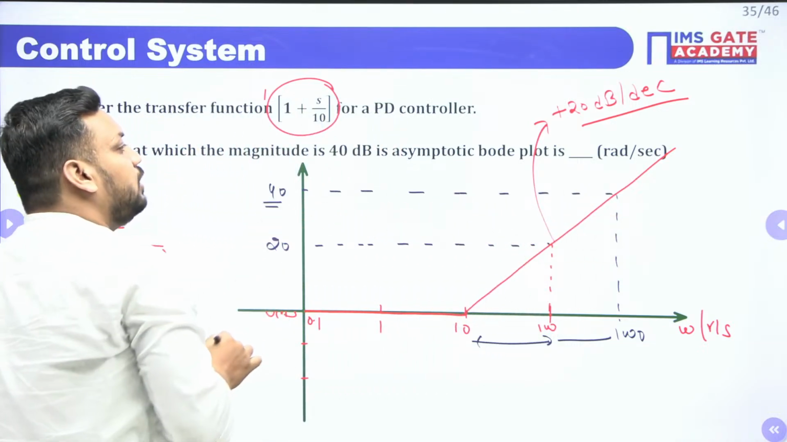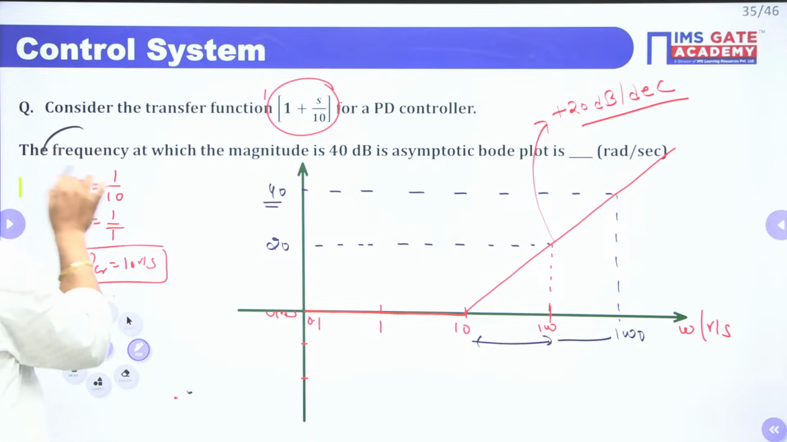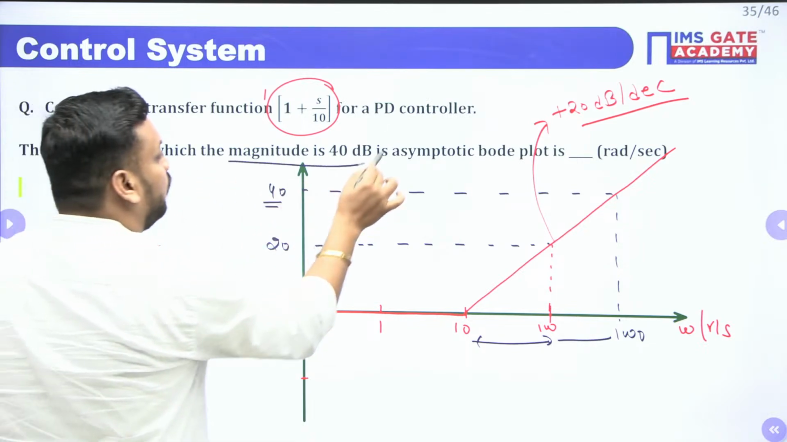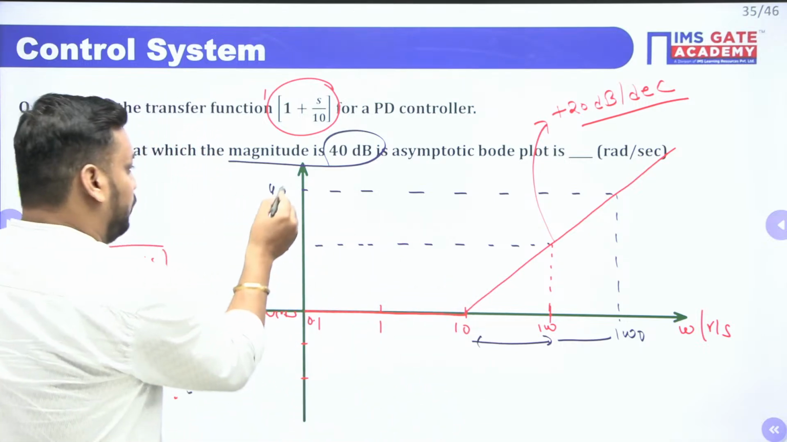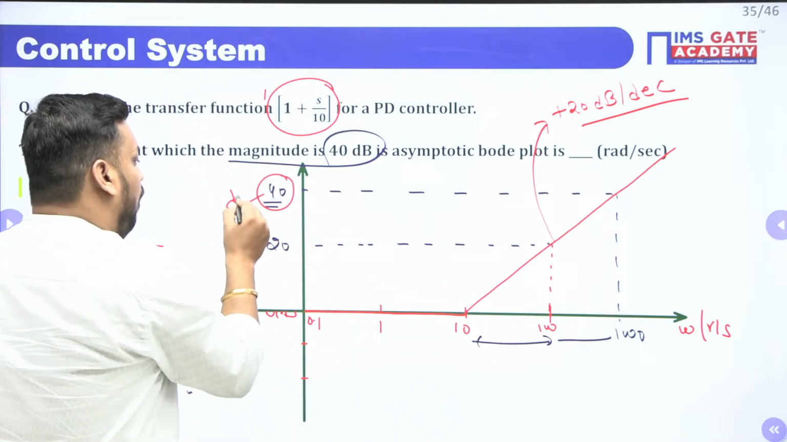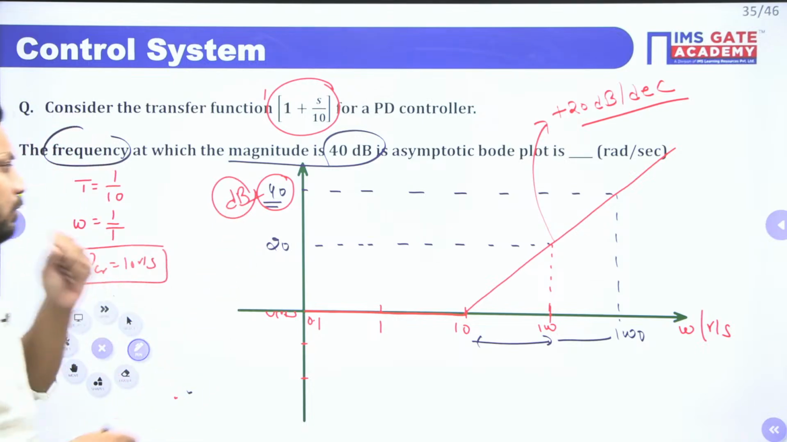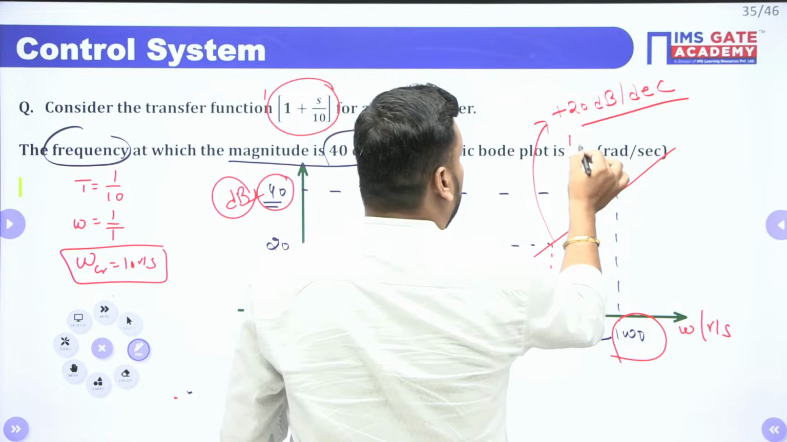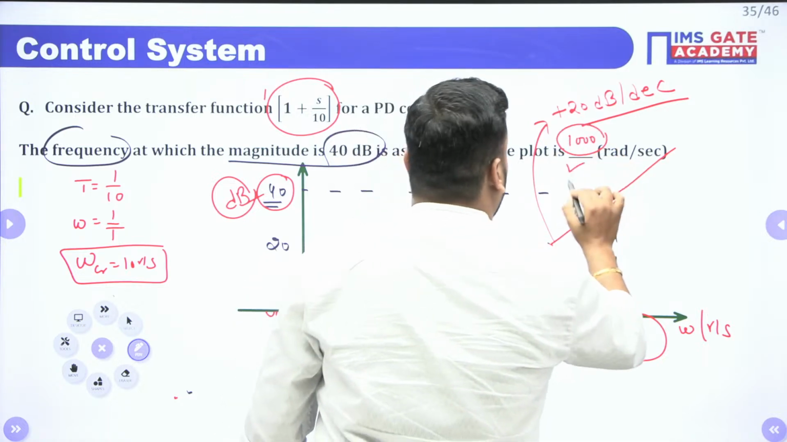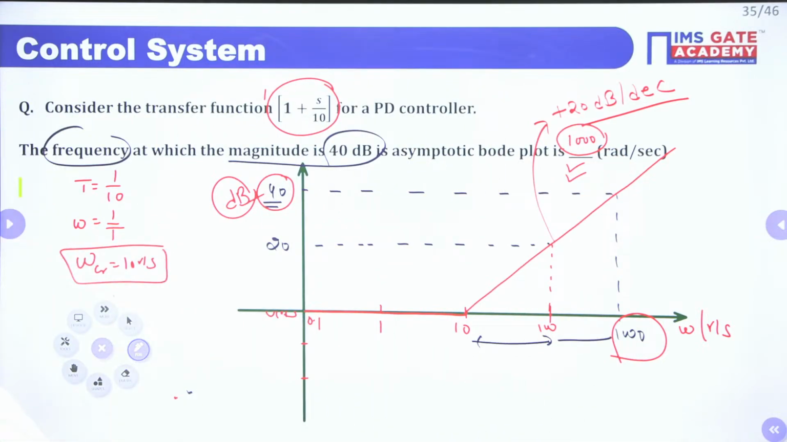So examiner is asking, what is the frequency at which the magnitude is 40 dB? So if the magnitude is 40 dB, here is the magnitude 40 dB. So magnitude 40 dB at which frequency? 1000. The answer is what, guys? 1000 radian per second. Answer for this question is 1000 radian per second.